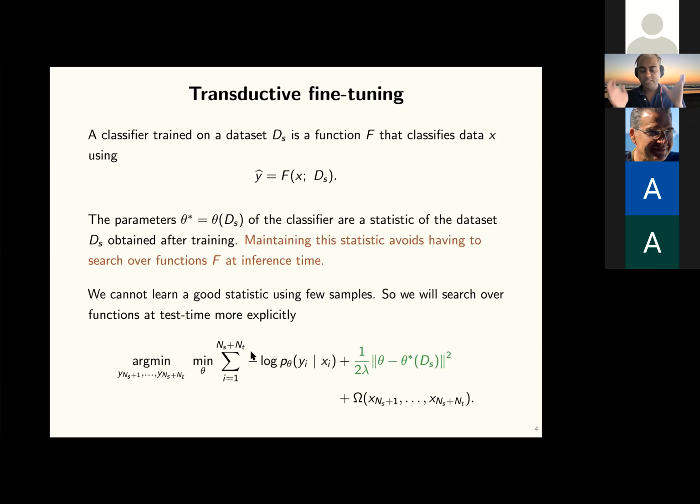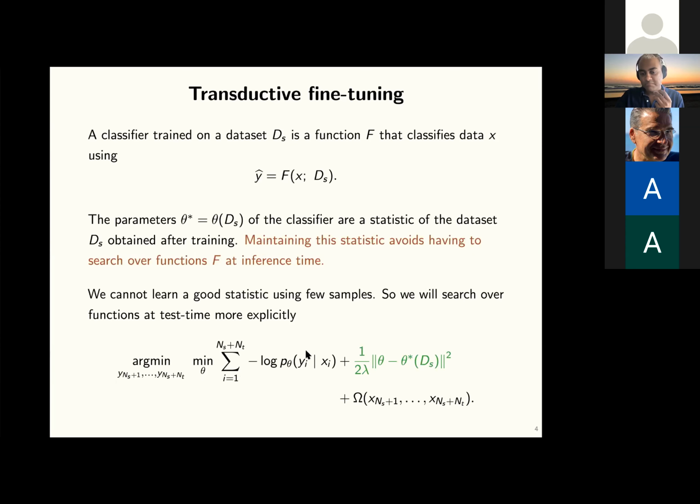In simple words, what I'm trying to do is take my trained neural network and fine tune it in a way that it works well on the test data. Now this is transductive because I don't really care about training a neural network that works for all possible test data drawn from the distribution of test data. But I do care about training a network that only works for these NT samples. And that is where you get the efficiency, both statistical and computational, in transductive inference.